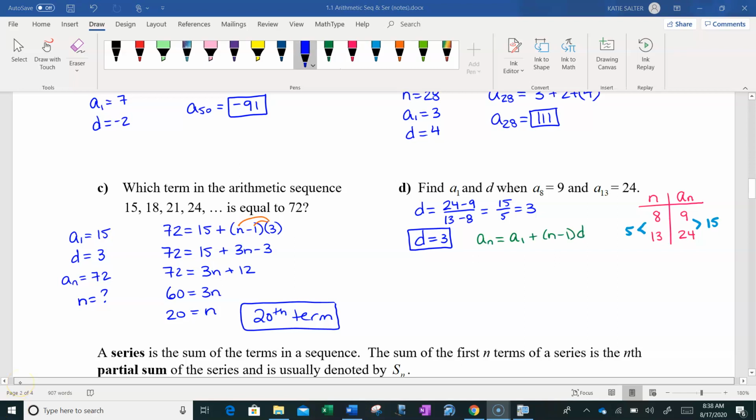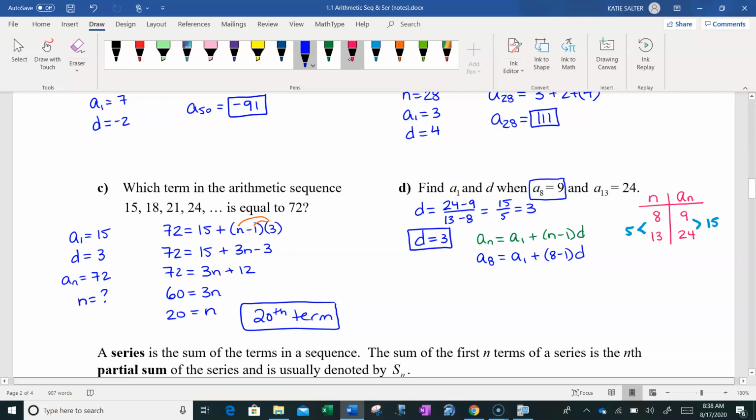All right, so I'm going to use this bit of information right here. I'm going to use the fact that I know that a sub 8 is equal to 9. And so that's what I'm going to substitute in here. I'm going to do a sub 8 equals a sub 1 plus, and since I'm going to use 8, n is going to be the 8th term, so I'm going to say 8 minus 1 times d. So now I'm going to substitute everything in.